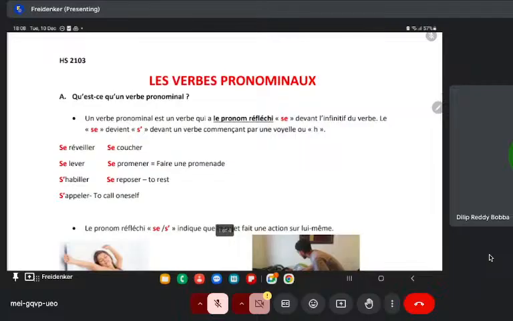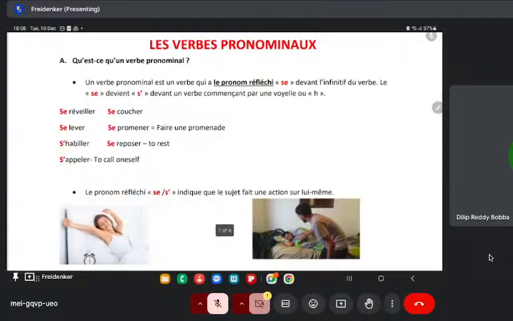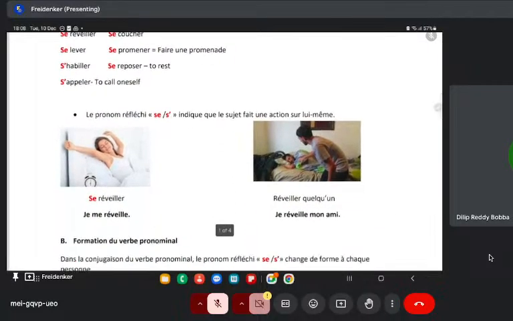So pronominal verbs: waking up, tucking yourself to bed, getting up from the bed, to take a walk, go for a walk, to dress yourself, to rest, to call oneself, basically your name. Je m'appelle, tu t'appelles. So the thing is, this SE is like if you're waking yourself up, it's réfléchi. We also in the beginning looked at réciproque, right? That is different. That is the topic after this. That is why after minor, the first topic that we did was réfléchi and réciproque because it is like a continuation to this.